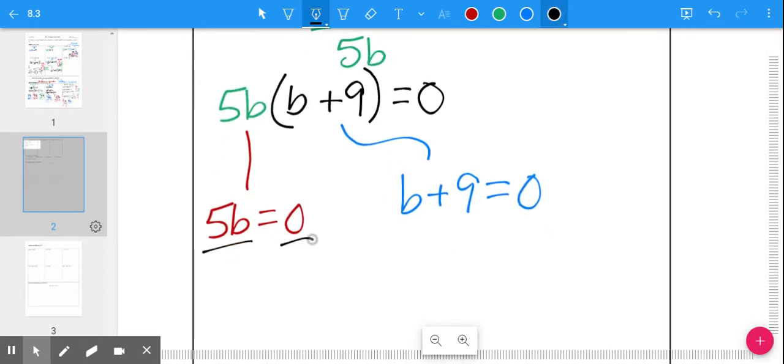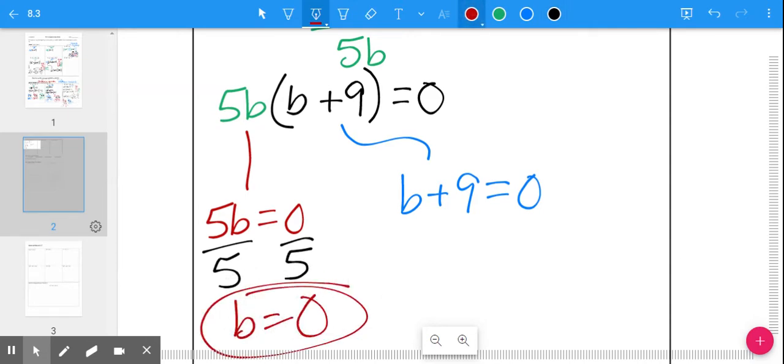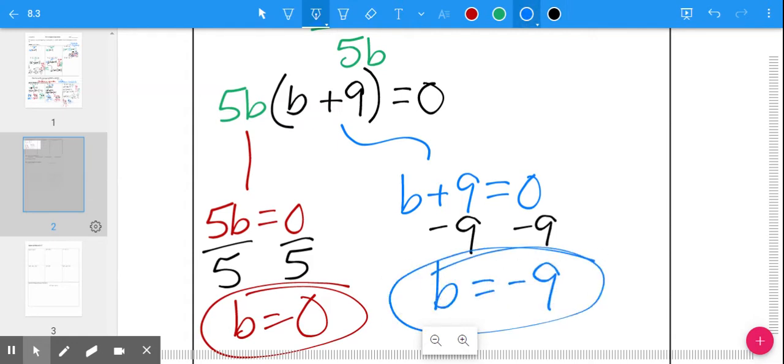Opposite of multiply by 5 is divide by 5. So we end up with b equals 0 divided by 5, which is 0, as one of your solutions. And the other one, b plus 9 equals 0. Opposite of plus 9 is minus 9. So we're left with b equals 0 minus 9, -9. So I want you guys to use the next 2 as practice, and we're going to move on.